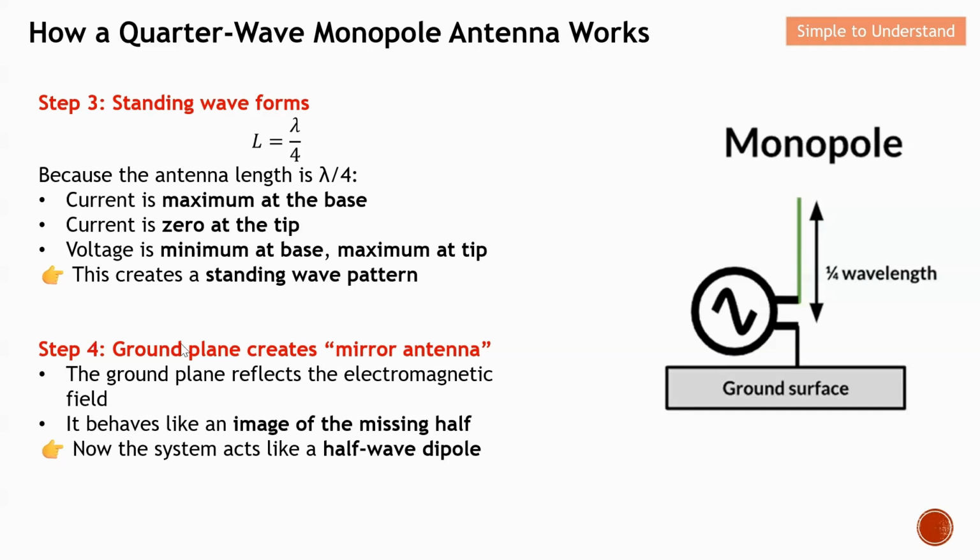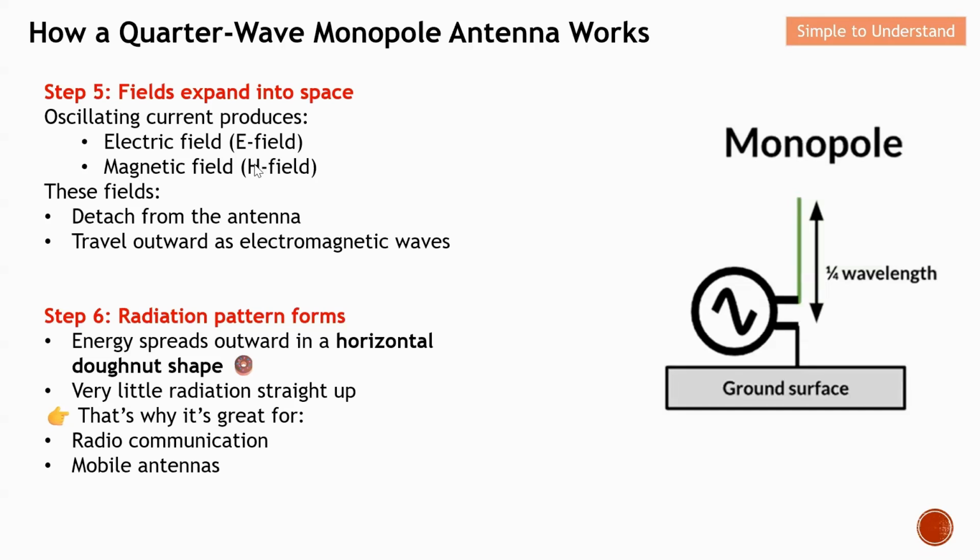Next, step number 4, the ground plane creates a mirror antenna. Basically imagine there will be a mirrored radiating element. So this is what is meant by a mirror antenna. The ground plane reflects the electromagnetic field. So the E field is reflected by the ground plane, and therefore it behaves like an image of the missing half. So now the system acts like a half-wave dipole. So this is step number 4. Basically with the ground plane, they mirror the antenna.